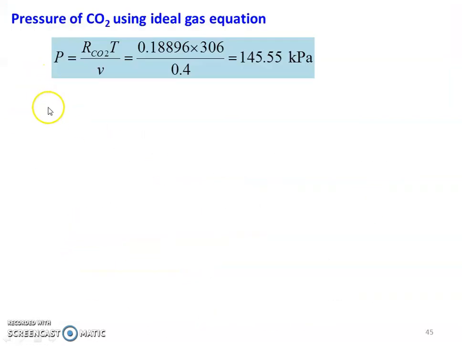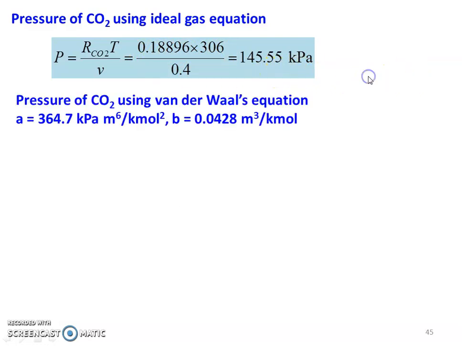Now, first the pressure of CO2 using the ideal gas equation. PV equal to mRT, that is the equation. P equal to R_CO2 into T divided by specific volume. R_CO2 is 0.1896 into 306 divided by 0.4, equal to 145.55 kilopascal.